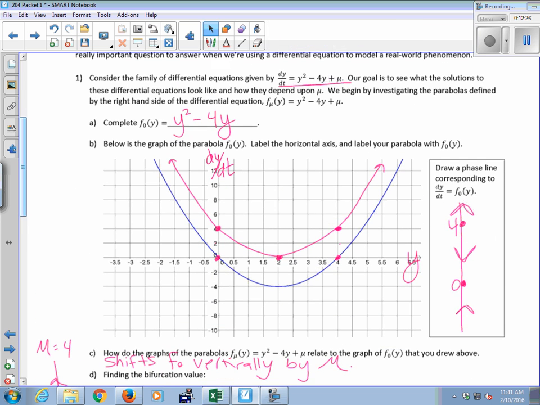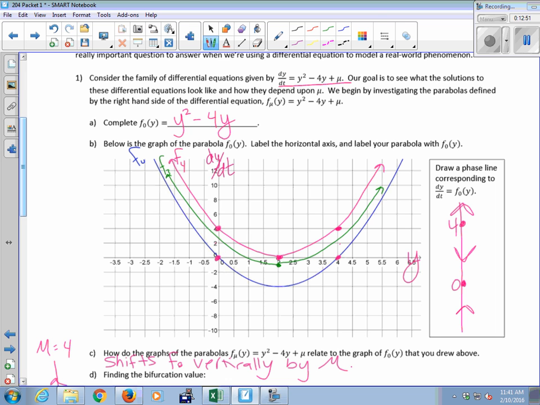So 3 is going to be, I'm going to shift up 3, so it looks something like this. So that's f sub 3. This original blue one was f0, and the pink one's the bifurcation value, f4. And then I'll do one more, which was f5.